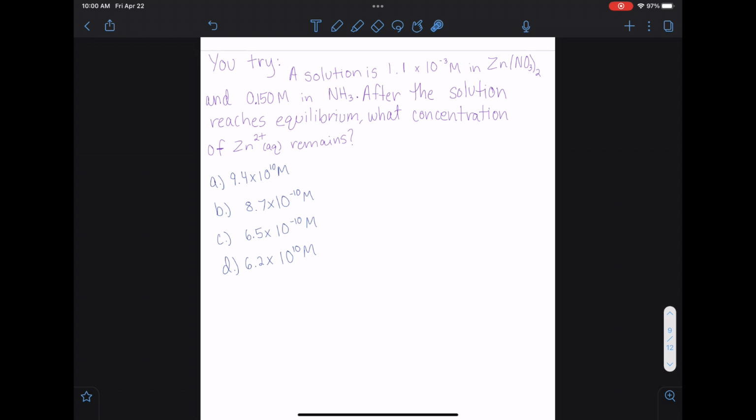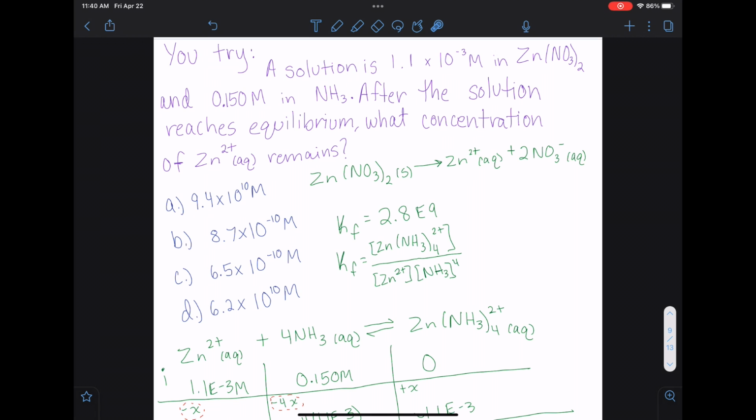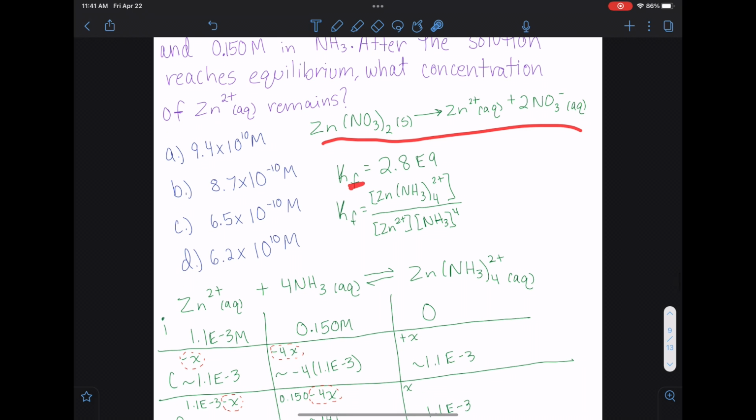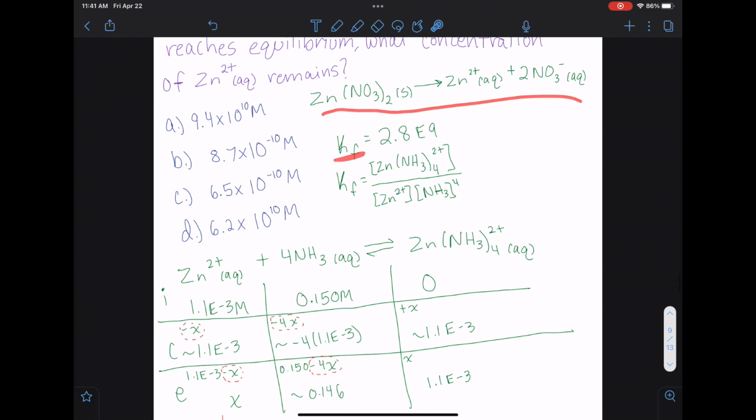So this is a you try problem. Go ahead and pause the video and try it on your own. Due to time constraints, I'm just going to quickly go over the answer to this problem. So first I wrote out the balanced equation, then you should have found the Kf in the table, and then first written out your equilibrium equation.